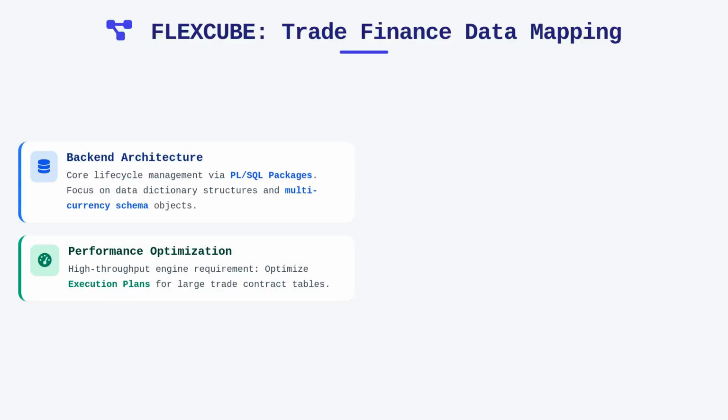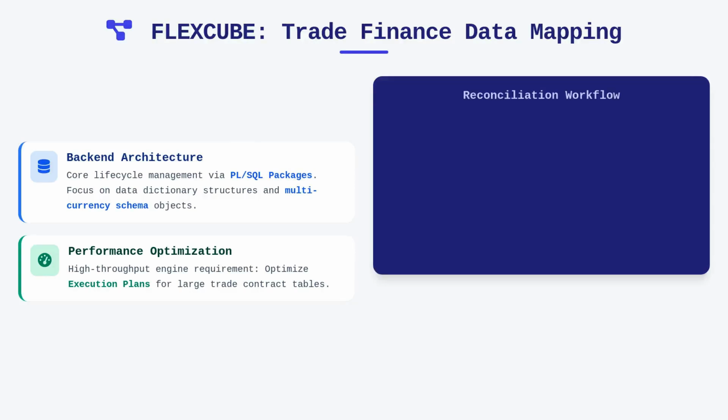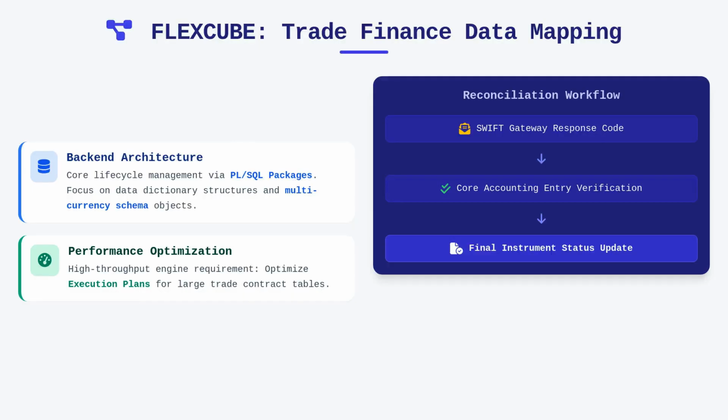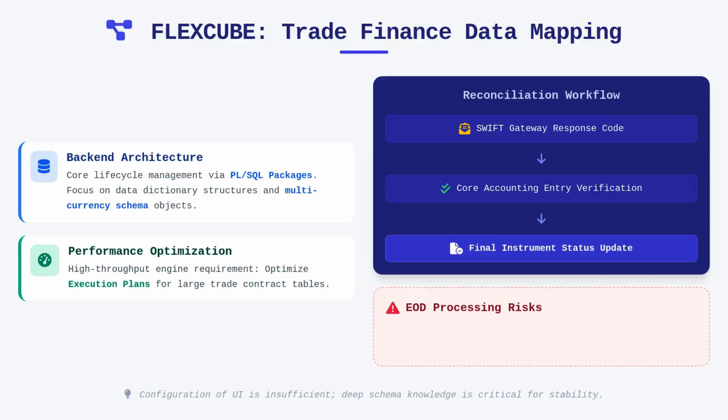In a production environment, the trade finance module must be treated as a high-throughput engine, meaning that performance tuning for these specific transaction flows often involves optimizing the execution plans for queries involving large trade contract tables. You should be prepared to discuss how the system handles the reconciliation of trade messages against the core accounting entries. This involves verifying that the SWIFT gateway has received a valid response code before the system finalizes the status update on a specific trade instrument, which is a common stress point for system stability.